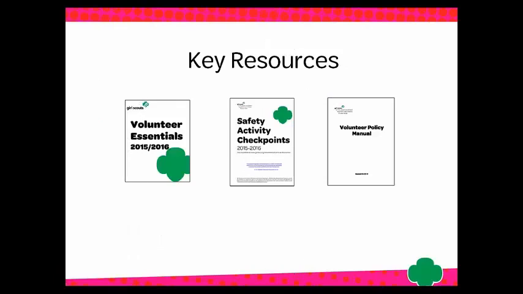Here are the key resources that I mentioned earlier that are available online and were used in putting this training together. That is our Volunteer Essentials Handbook, which comes from GSUSA with some additions at the council level. Safety Activity Checkpoints, which comes straight from GSUSA. And then we have our Volunteer Policy Manual, which is council specific. All of these resources are available on our website for you to reference at any time if you'd like more detail or information.